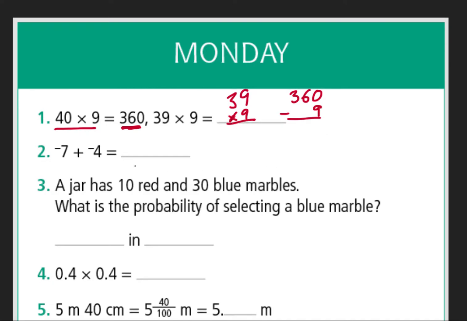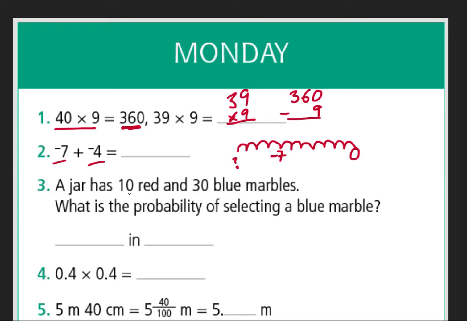Number 2, it's a negative number here and a negative number here, -7 and -4. So we'd always start at 0, and we're first going to jump back 1, 2, 3, 4, 5, 6, 7, and we'll land on -7 here. And then we're going to jump back 1, 2, 3, 4 more. So what are we going to land on here? That's going to give you your answer for number 2.